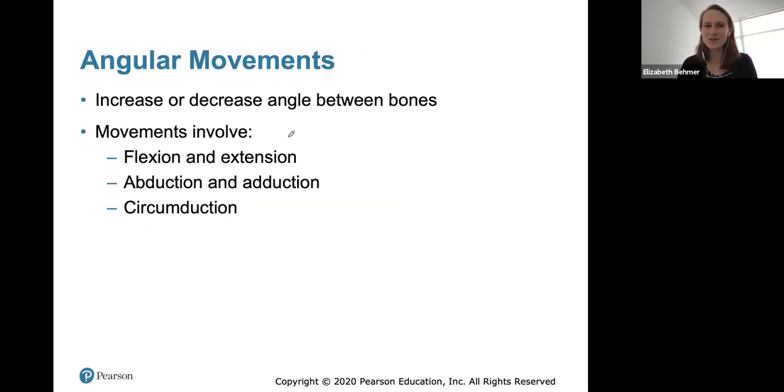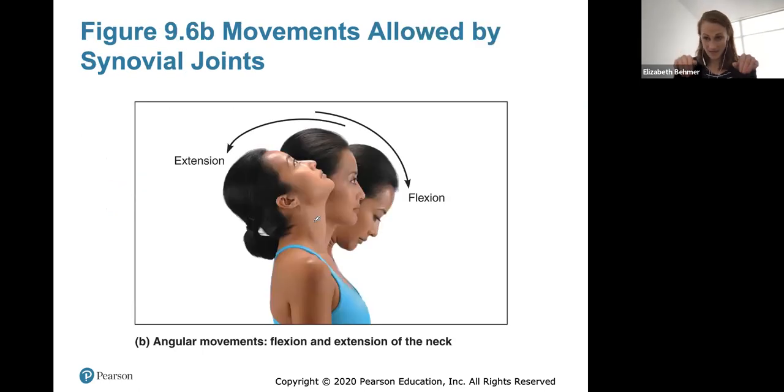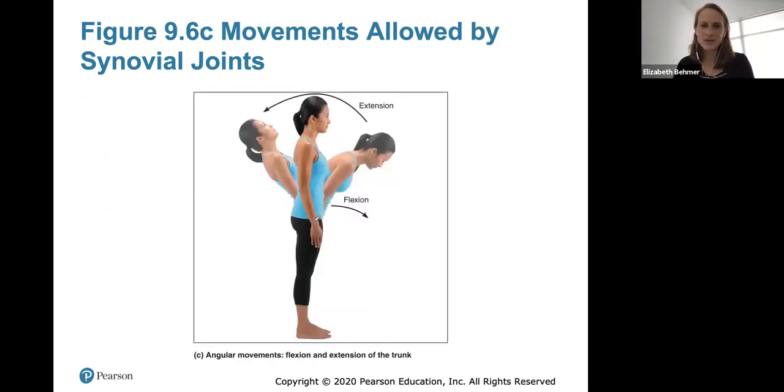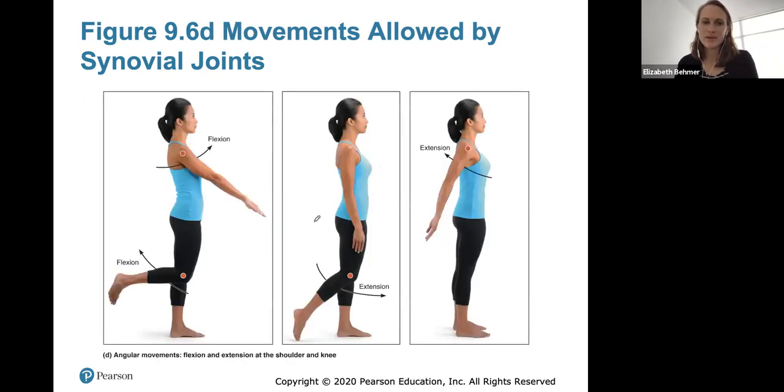Angular movements include flexion, extension, abduction and adduction, and circumduction. And you should know what these mean. These will increase or decrease the angle between bones. Flexion is bending or decreasing the angle, and extension is straightening or increasing the angle. We can have flexion and extension of the whole body trunk. Flexion is bending, decreasing the angle. Extension is straightening back up.